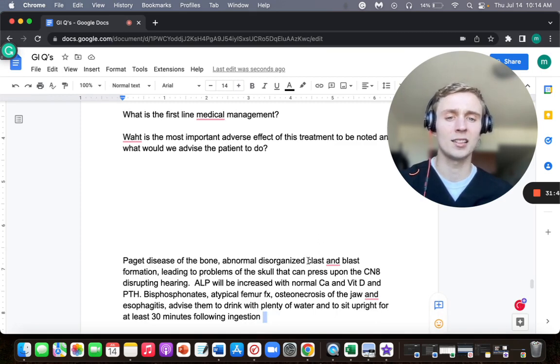And remember, osteoclasts are the ones that break down the bone, and osteoblasts are the ones that build up the bone.